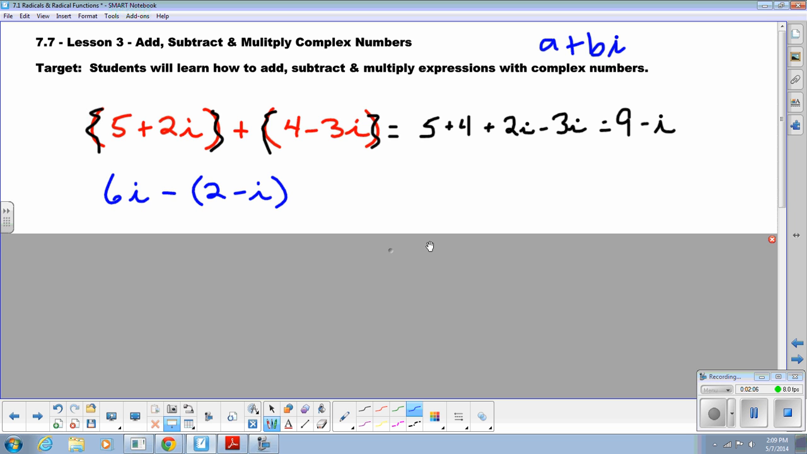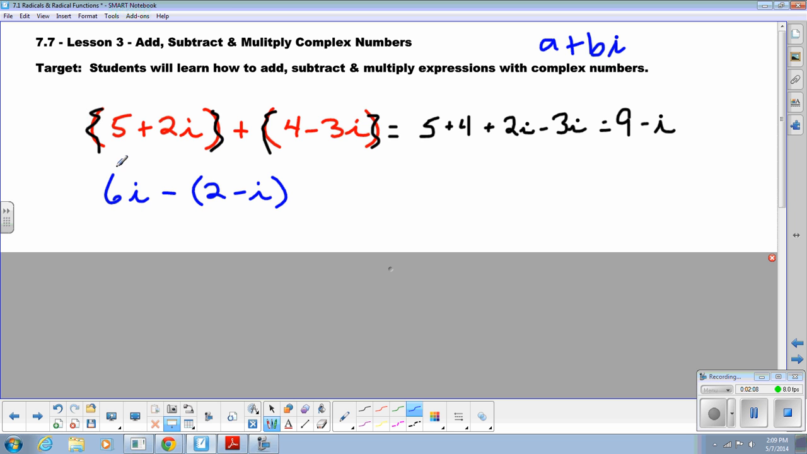I have 6i minus (2 - i), and that 2 minus i is in parentheses. On the first one, I could ignore the parentheses because I was adding the things, but here I can't. So I have to remember that I'm going to distribute this negative to both the 2 and the i. So when I rewrite this problem now, I have 6i, which I'll keep. Then distributing the minus gives minus 2, and distributing the minus to the minus i becomes a plus i.